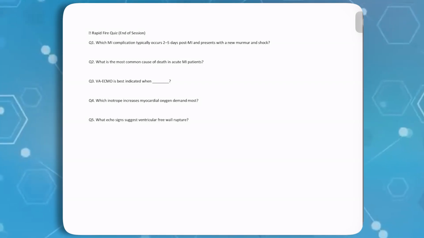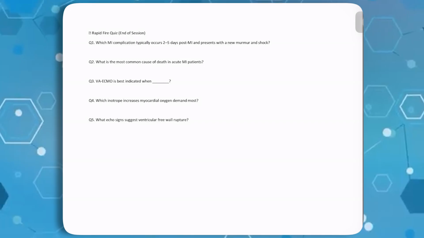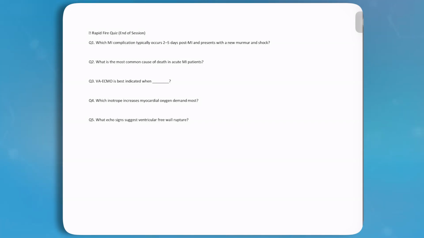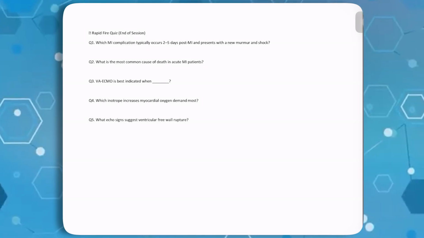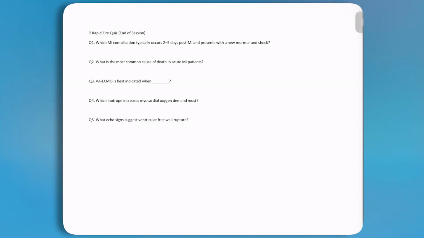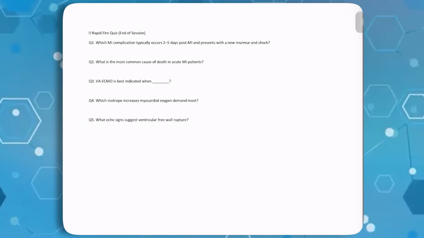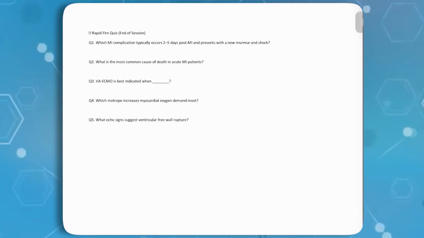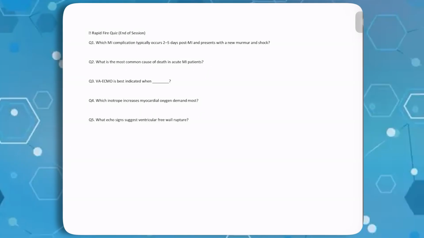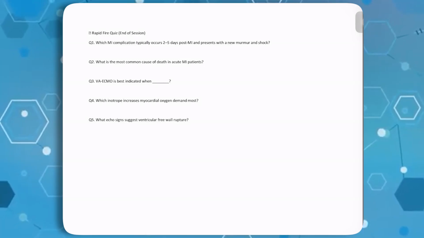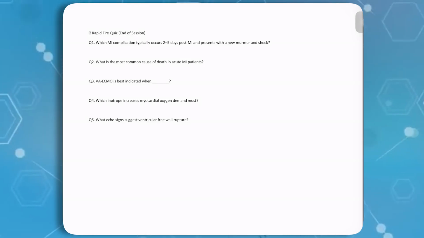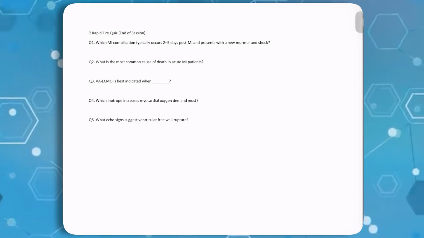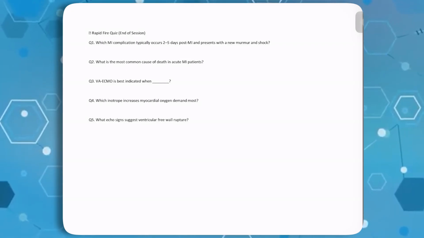Which MI complication typically occurs 2 to 5 days post MI and presents with a new murmur and shock? Yes? Papillary muscle rupture. Wonderful. What is the most common cause of death in acute myocardial infarction patients? What's the most common cause of death in acute MI patients?